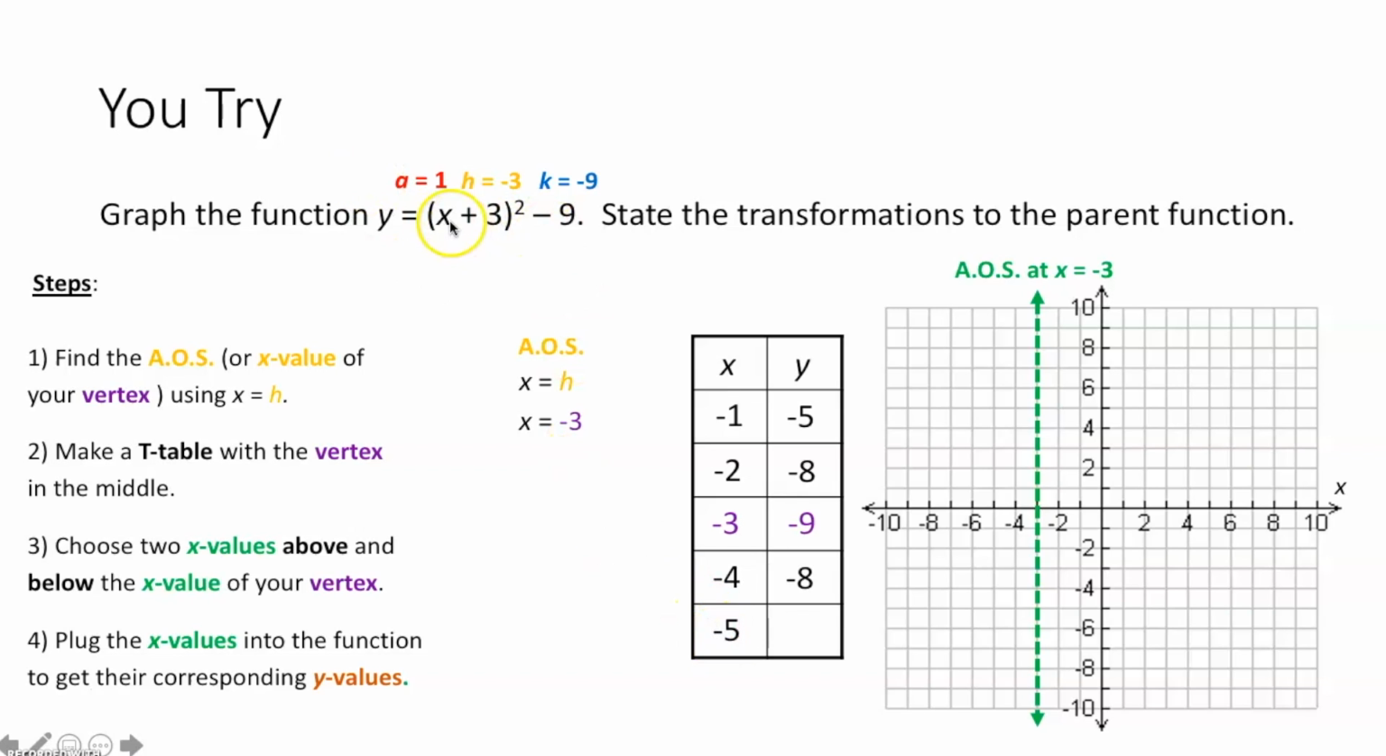And then -5, I plug that in. -5 plus 3 is -2. -2 squared is 4. And then 4 minus 9 is -5. Now let's plot these points.